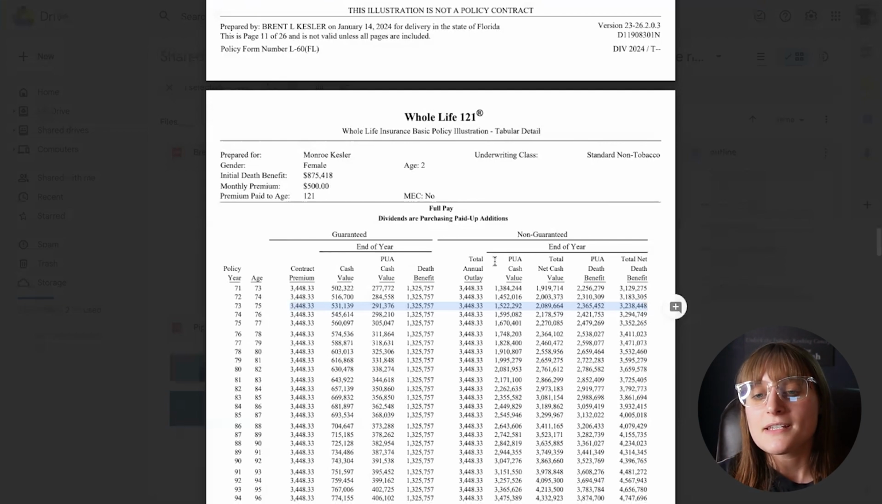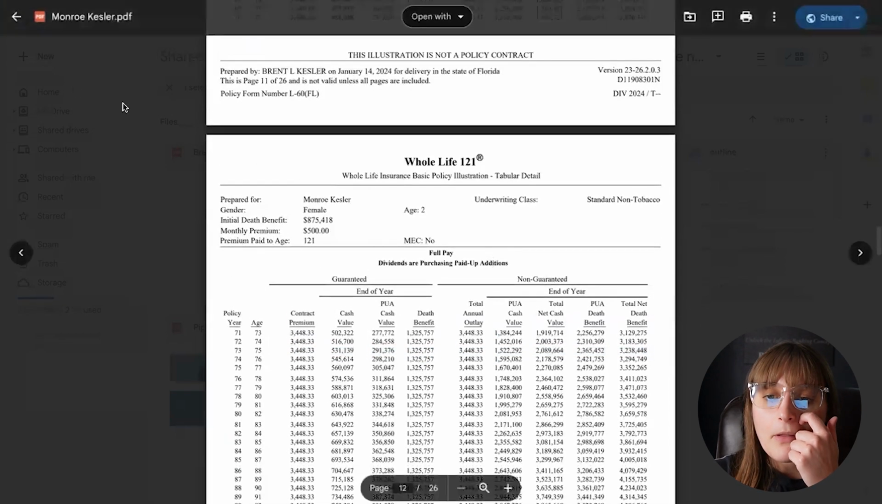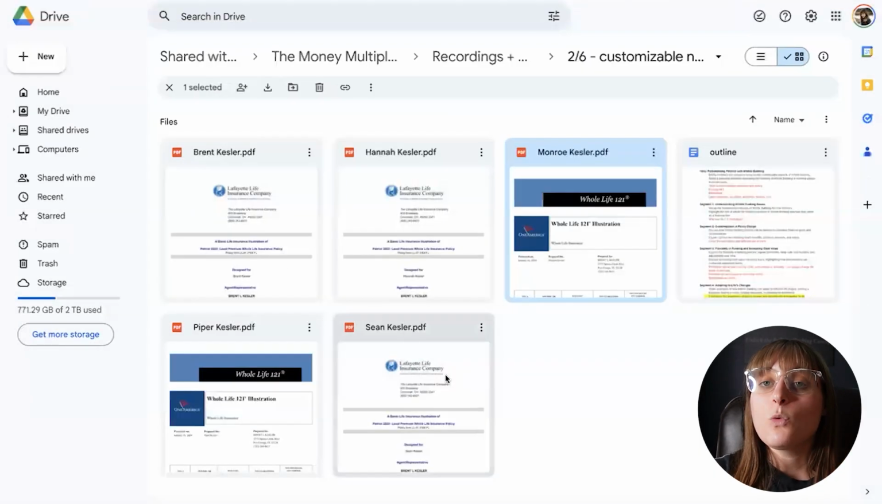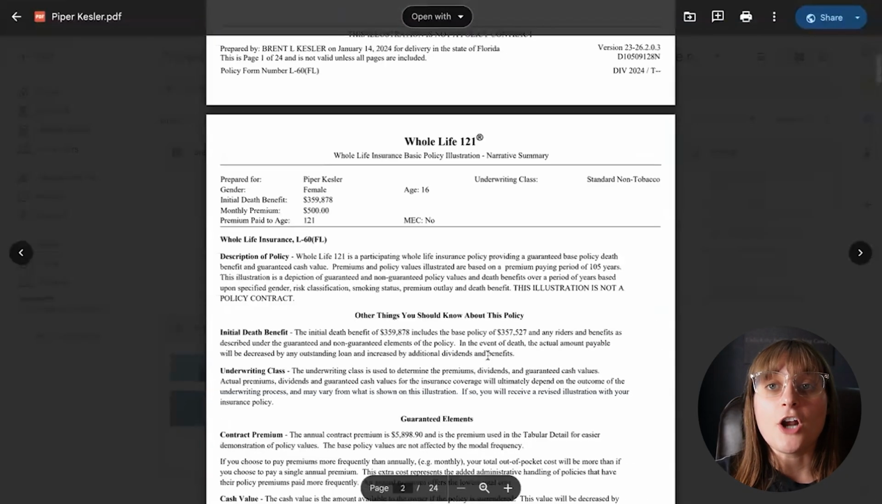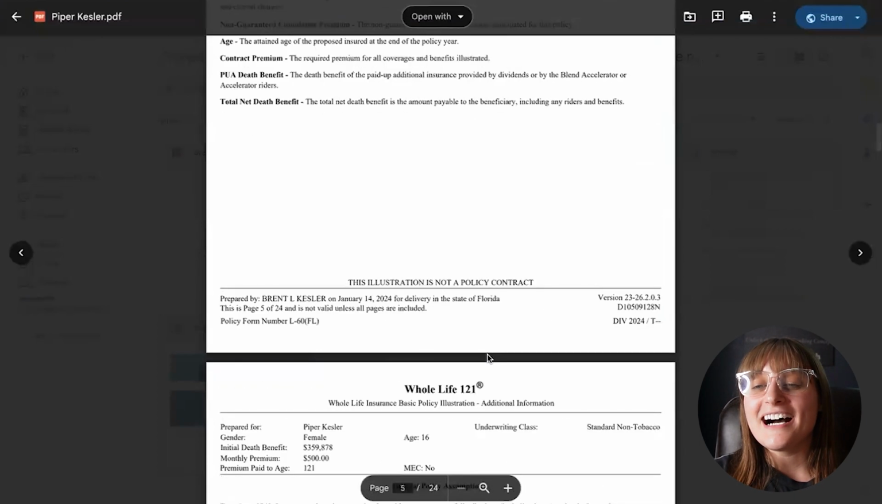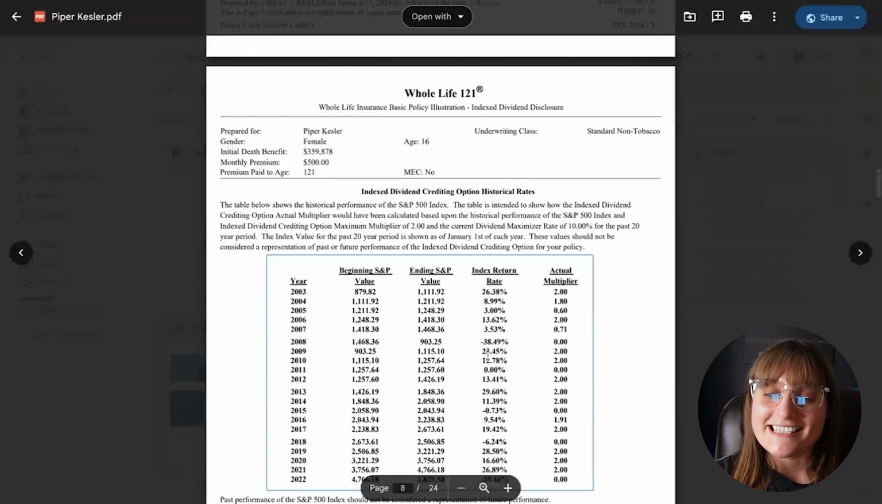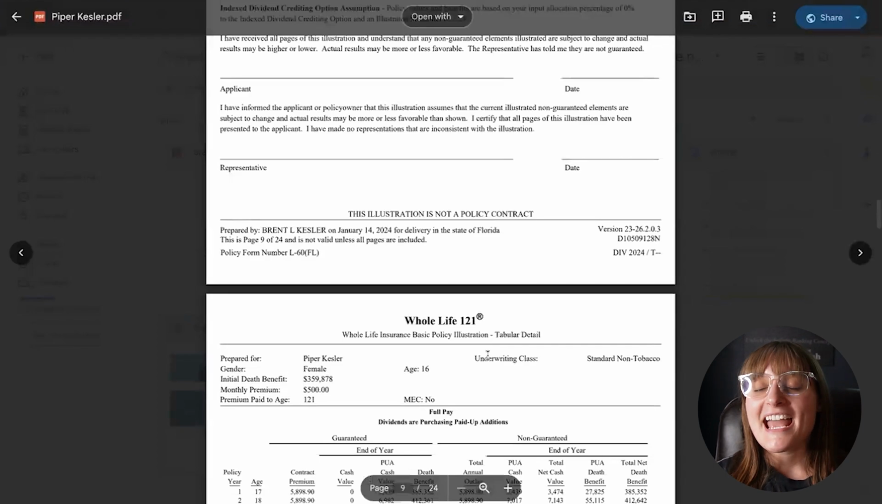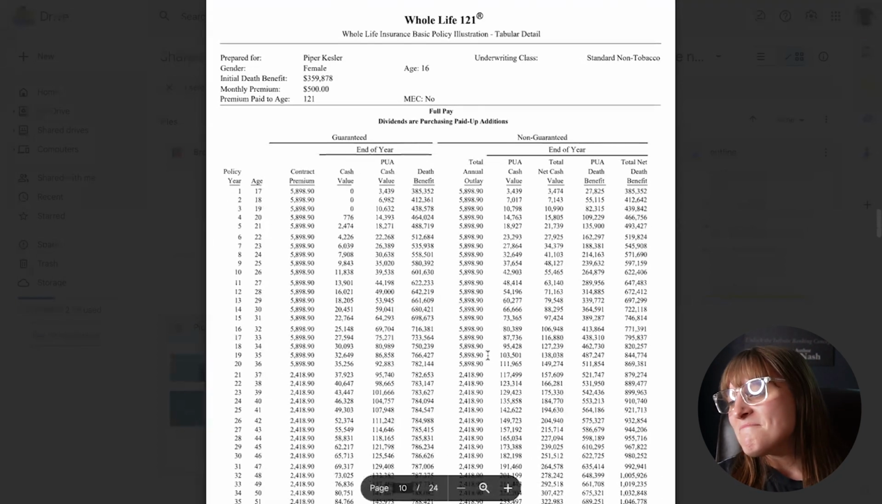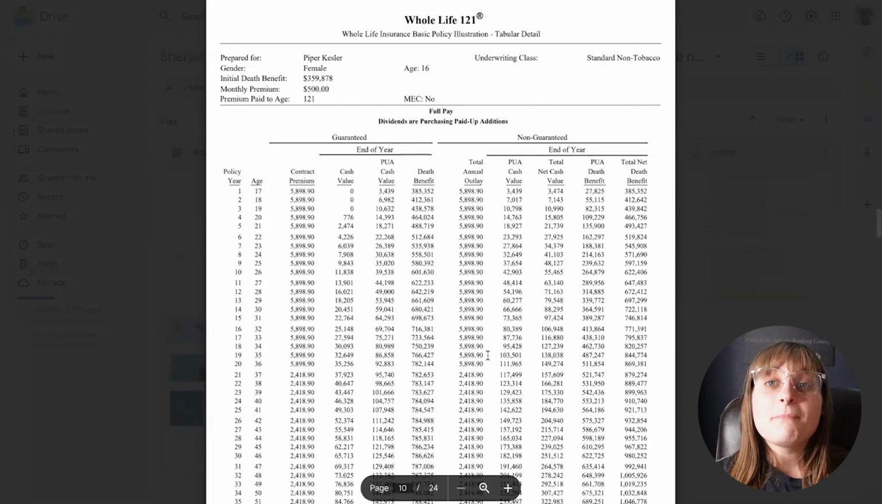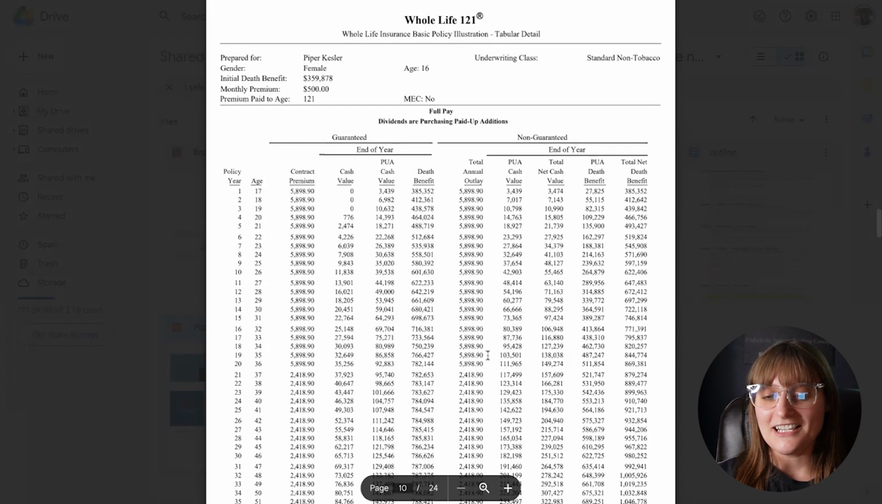So this is Monroe. This is my 2-year-old girl, Monroe. Let's do another one. This one is Piper Kessler. Piper Kessler is our dog. So Piper's a Bernedoodle. She is mom and dad's dog. And oh my gosh, those doodles, they got a personality on them, don't they? So this one, Piper's a teenager, and we're calling her 16 years old.